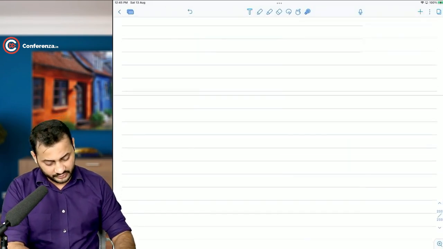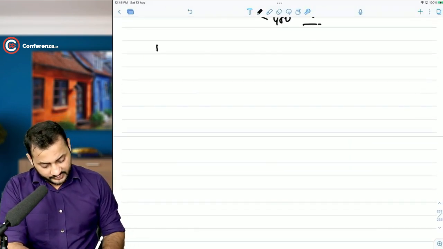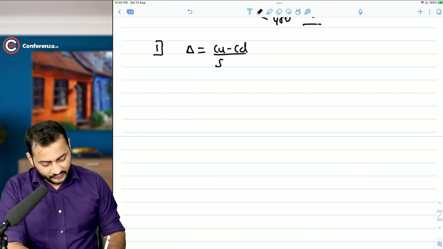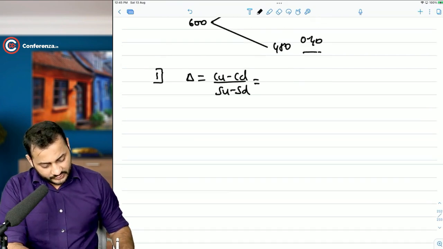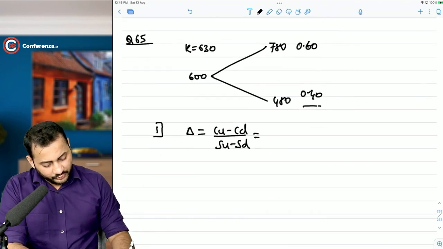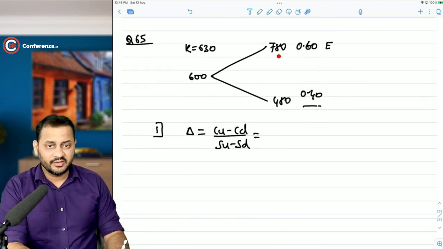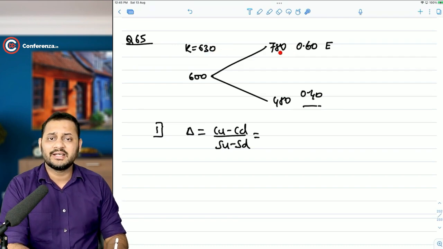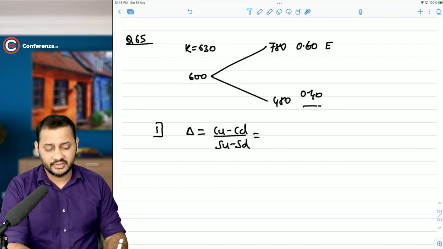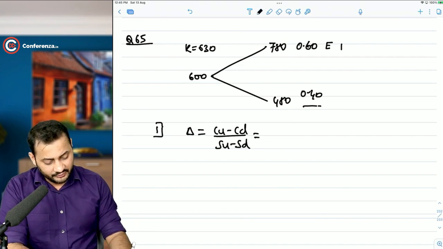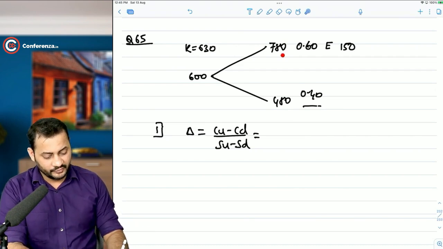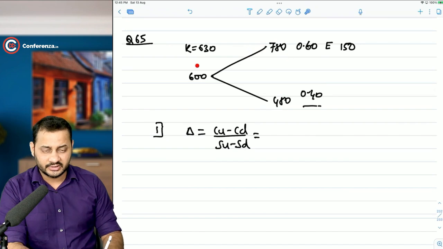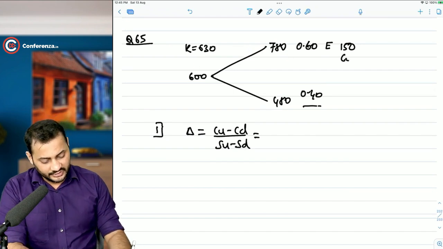So let's find out. The very first thing that they are asking is delta, which is nothing but CU minus CD, SU minus SD. So CU, let's say, are you going to exercise when the stock price is 780? Yes, sir. I can buy the share at 630 rupees. Why I will not exercise the option when the market is at 780? I will exercise the option and I will get 150 rupees as the payoff. 780 minus 630. This will be called as CU.